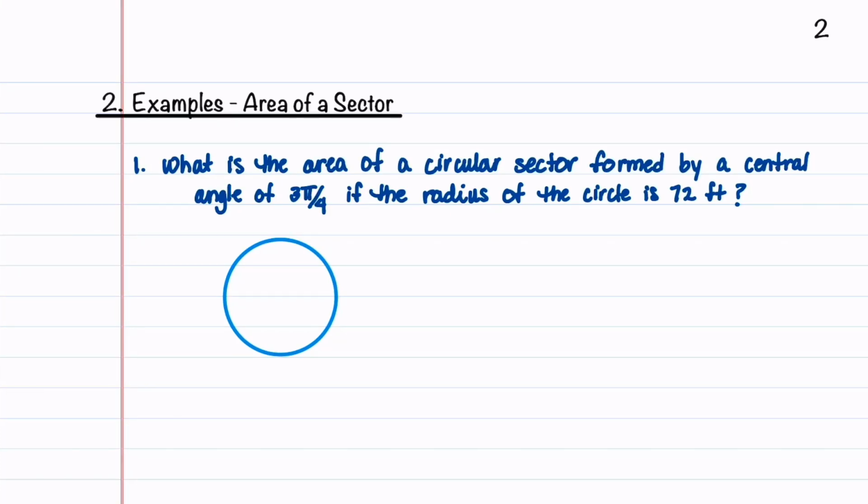Let's look at some examples of finding the area of a sector. In the first example, we're going to find the area of a sector formed by a central angle of 3π/4 and a radius of 72 feet.